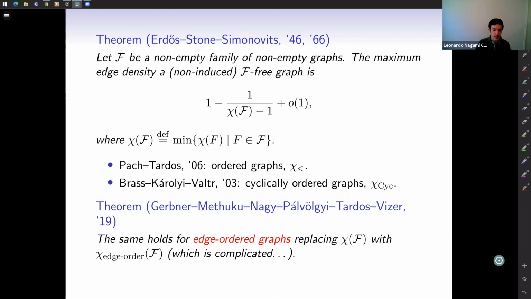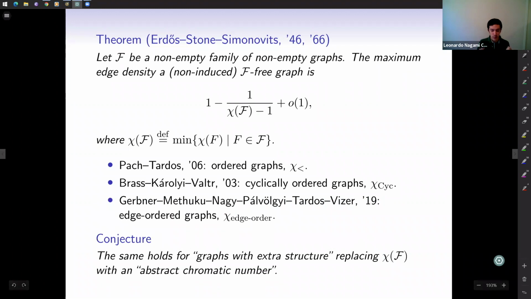But in any case, if you look at this pattern, you might ask yourself, is it possible to prove some sort of meta theorem, an abstract theorem that looks like this? The same holds for graphs with extra structure, whatever extra structure means, as long as I replace the chromatic number by an appropriate chromatic number, which I'm going to call the abstract chromatic number. It's a very natural question to ask.